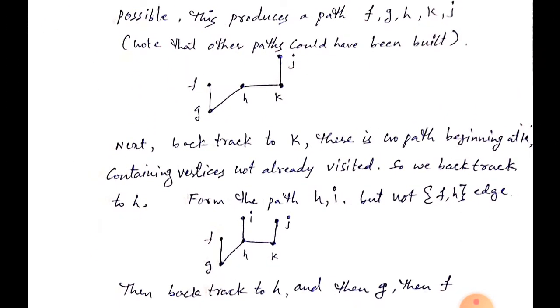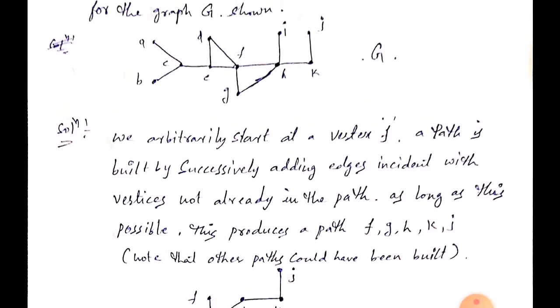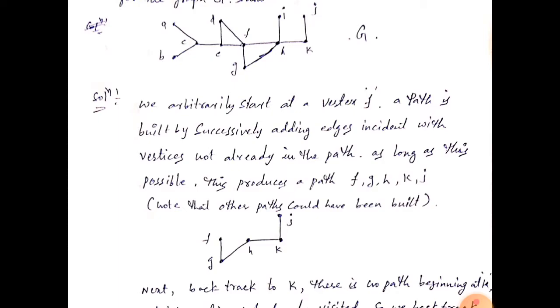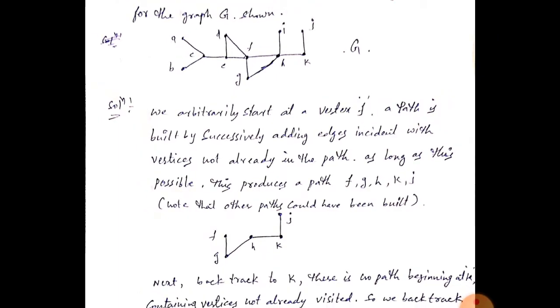Now, going back to H, what happens? We look at the original graph. At H, H to G is already there; H to I and H to F are the only two available. If we go H to F, there will be a circuit, so the edge H to F can't be included. Only the H to I edge will be included. So H to I we are adding, not H to F.